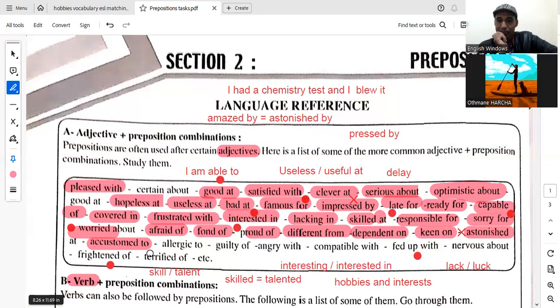Accustomed to. It has nothing to do with consumer. I am, for example, accustomed to running every weekend with my dad. I'm accustomed to.